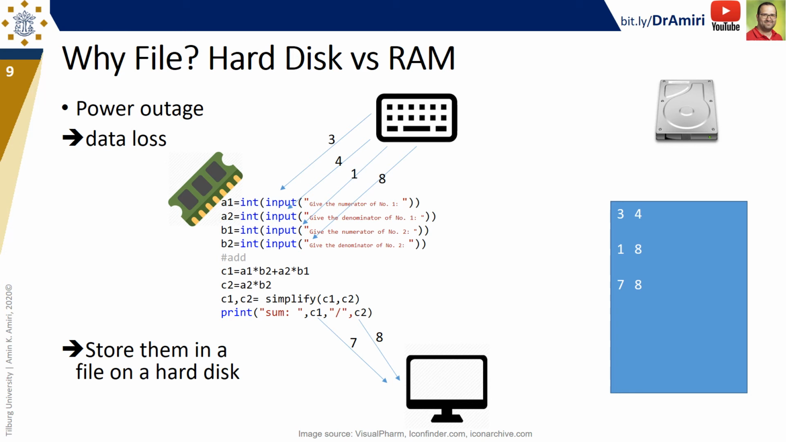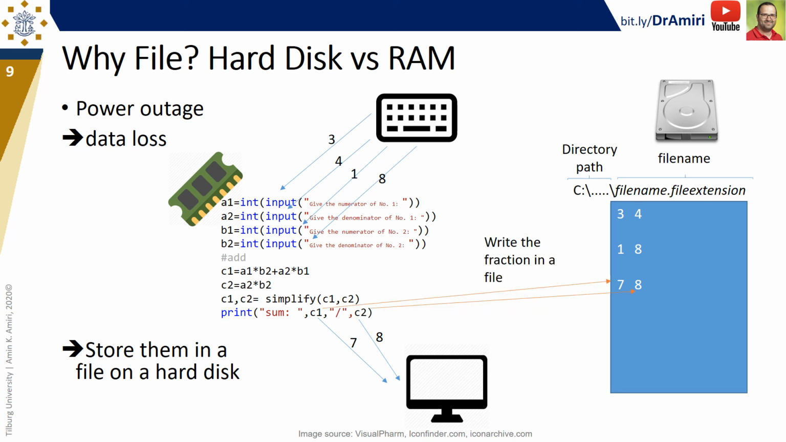So the 3 over 4, 1 over 8, and the result can be stored in a file on a hard disk. Note that this file requires a name and an extension, and it should be stored either in a drive or a folder in a drive. So a file has a path. So a full file name is a combination of the directory path of the file and the file name plus its extension.